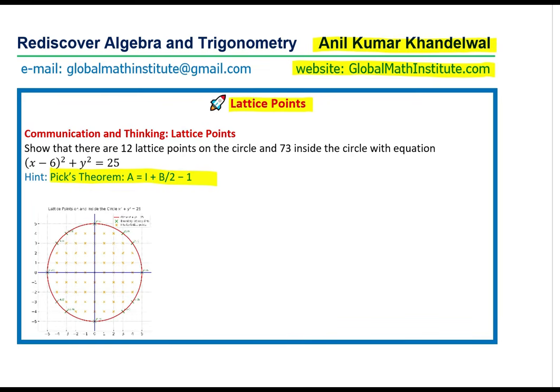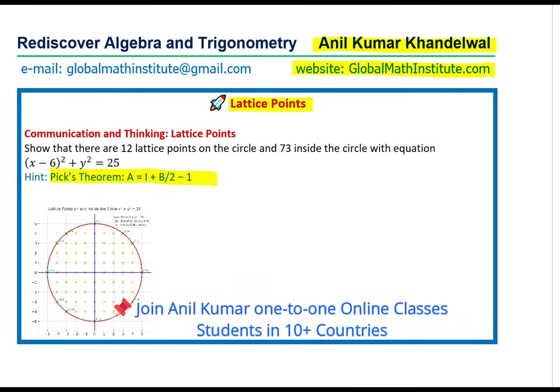You can pause the video, answer the question, and then look into my suggestions. Our approach is that we basically have a circle with radius of 5 units. The circle is given as shown in the diagram, displaced 6 units along the x-axis. So x minus 6 gives you a center of the circle at (6, 0).